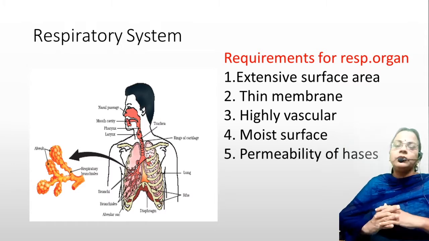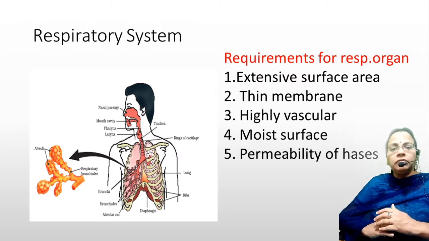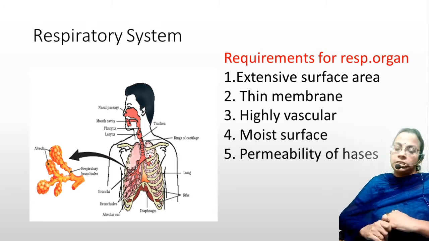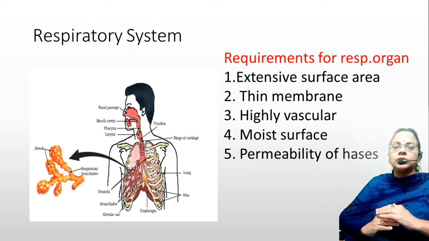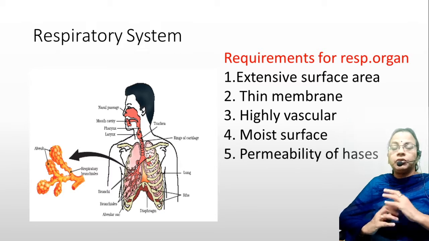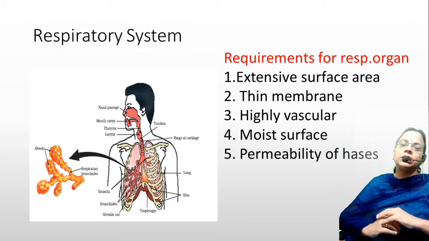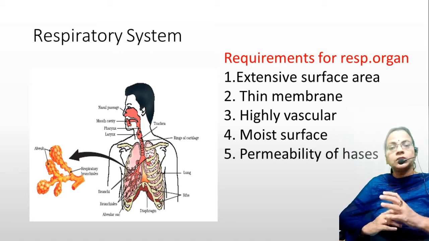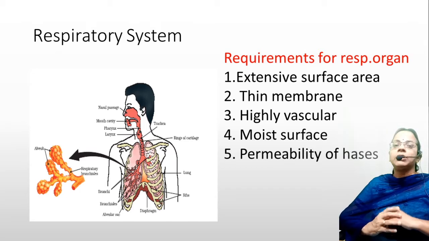Mainly for contraction only we require ATP. So exhalation is passive whereas inhalation is active. So that is the process of respiration, a physical process as well as a chemical process. The physical process we call breathing. The chemical process we call cellular respiration.